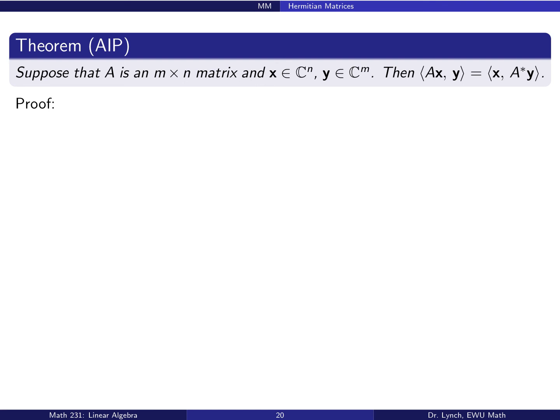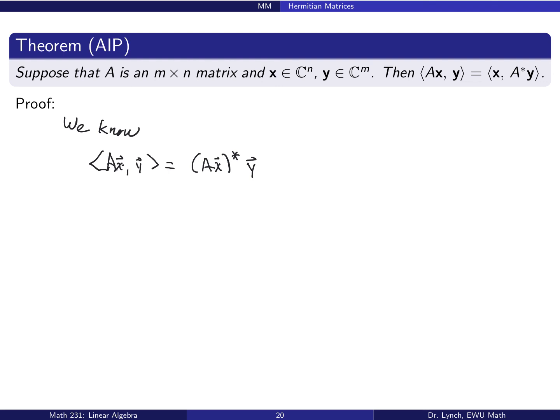This, as it turns out, is an important theorem that's pretty straightforward to prove. So the inner product of the vector Ax with the vector y turns out to be the inner product of x with the vector A adjoint y. So we'll see this just by the definition of inner product as matrix multiplication. Okay, so here's that definition of inner product as matrix multiplication with the adjoint.